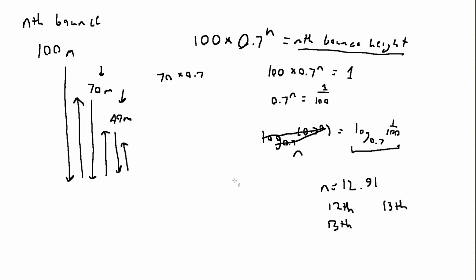Now, even if n ended up being 12.01, this would still be true, because the 12th bounce would still not quite be 1 meter. But anyways, if we plug this in, we get that the 13th bounce is like 0.969 meters, and so it's slightly below 1, and the 12th bounce is a decent bit more than that. So the 13th bounce is the first bounce below 1 meter.